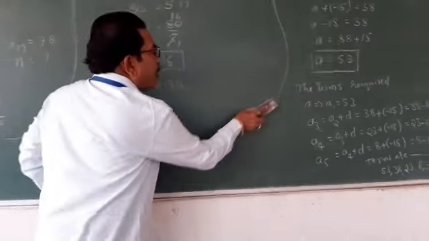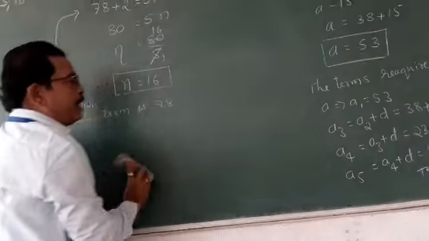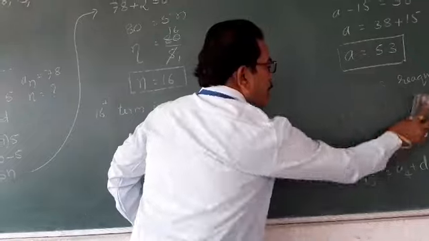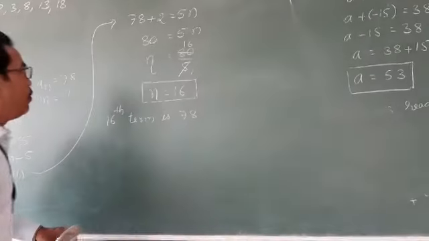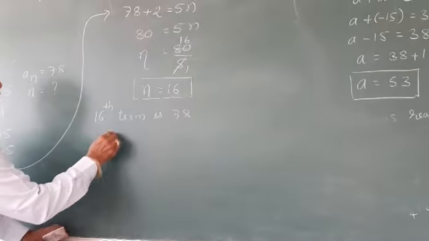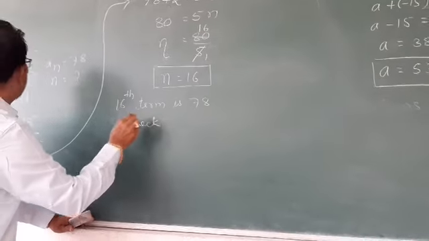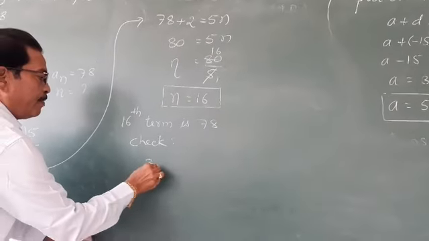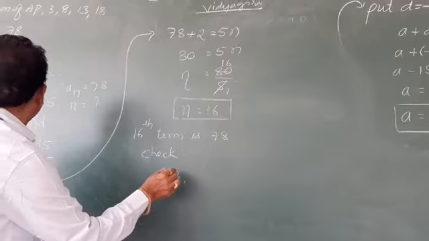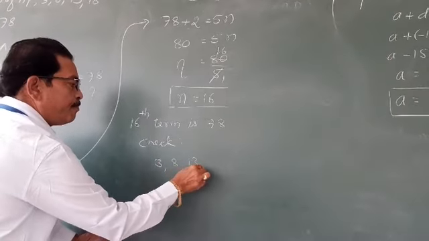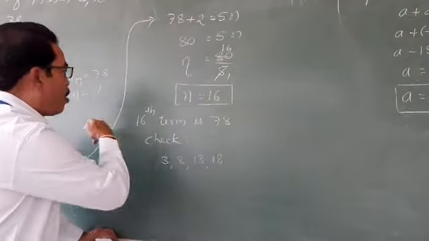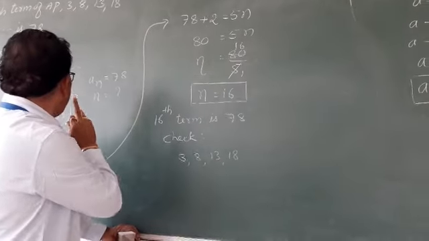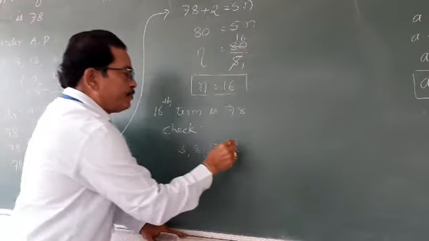Practically, let us check. Okay, let us begin the continuation of that AP. Okay, first one, check. First term is 3, 8, 13, 18. Common difference is 5. Go on adding the common difference.